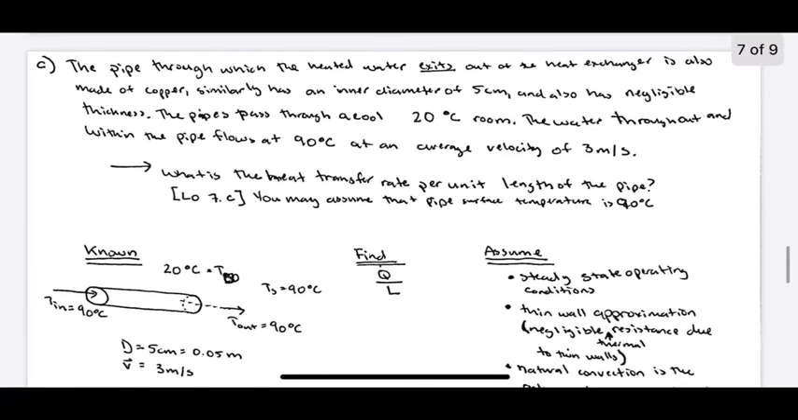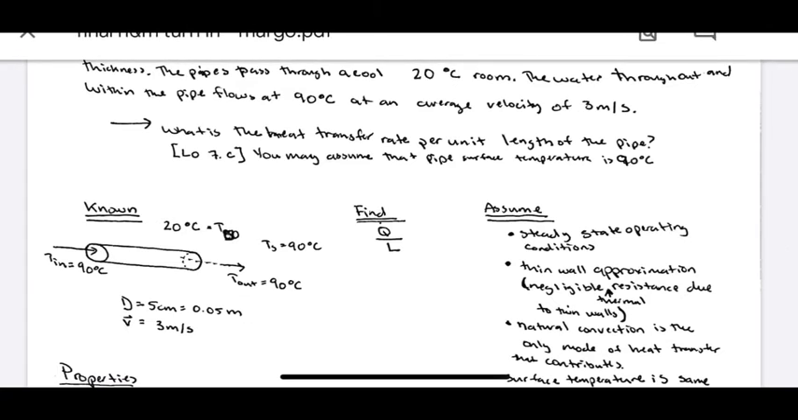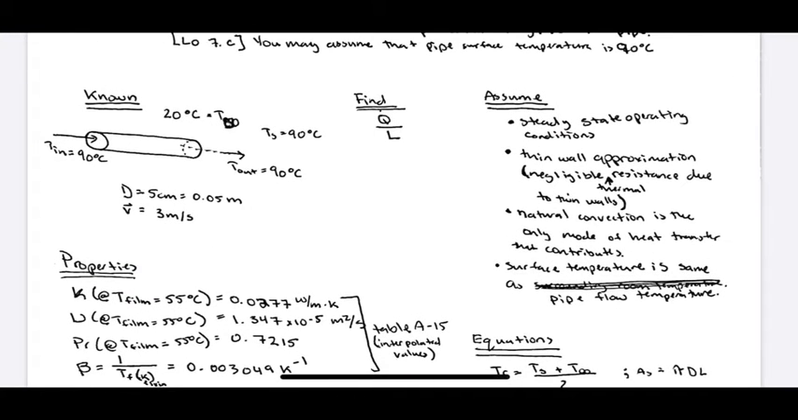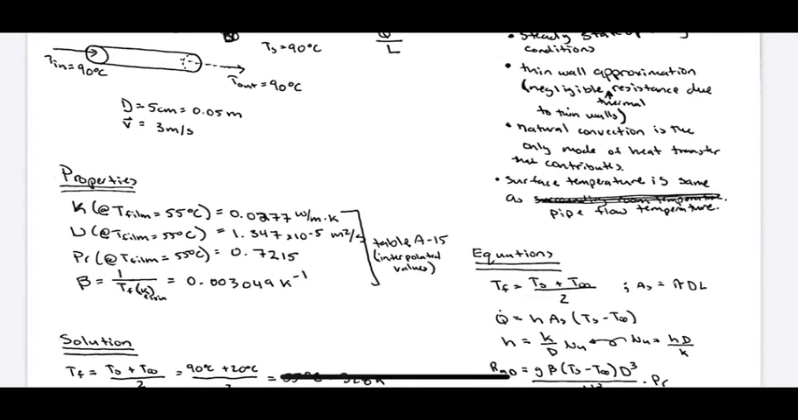In part C, we are asked to analyze the pipes that exit the heat exchanger. From the given problem statement, we are able to draw a diagram. Several assumptions are made, such as steady-state operating conditions, thin wall approximation, negligible thermal resistance due to thin walls, natural convection is the only mode of heat transfer that contributes to the heat transfer rate, and the surface temperature is the same as the pipe flow temperature, due to the thin walls.